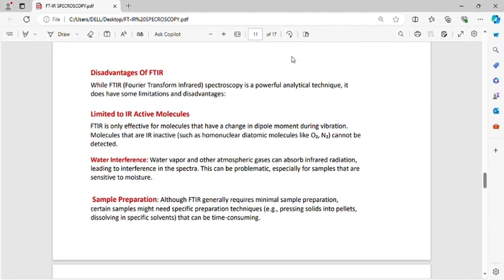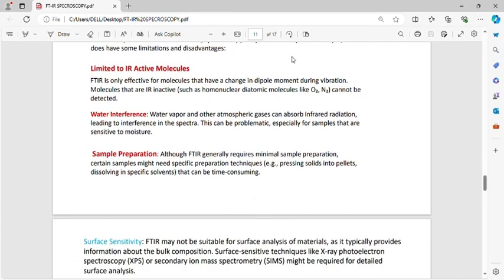Disadvantages of FTIR. While FTIR spectroscopy is a powerful analytical technique, it does have some limitations and disadvantages. Limited to IR active molecules. FTIR is only effective for molecules that have a change in dipole moment during the vibration. Molecules that are IR inactive, such as homonuclear diatomic molecules like O2 and N2, cannot be detected.